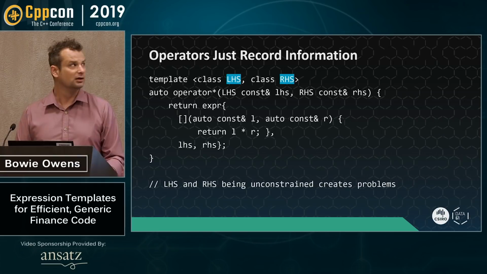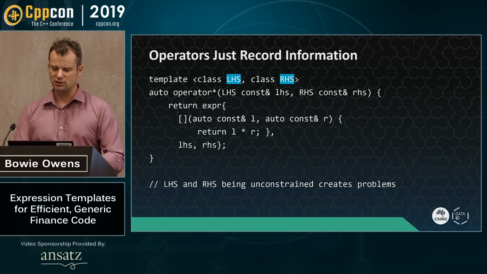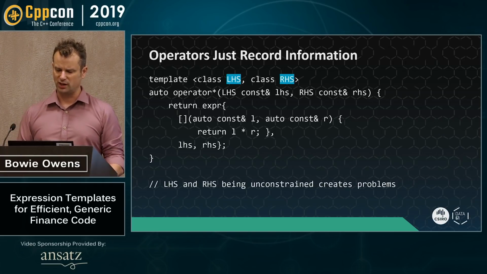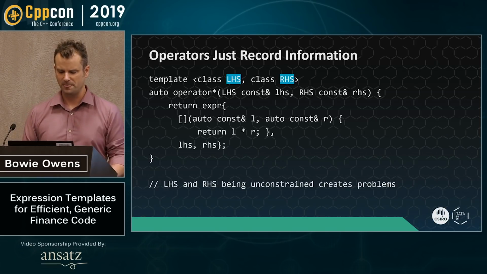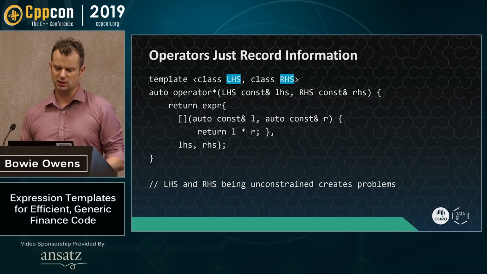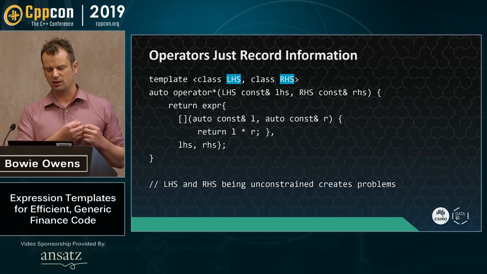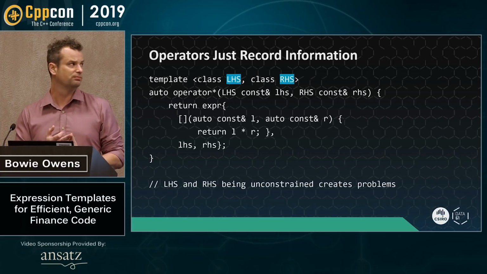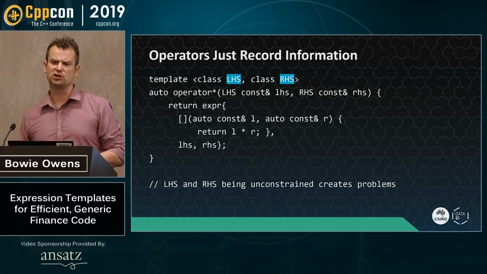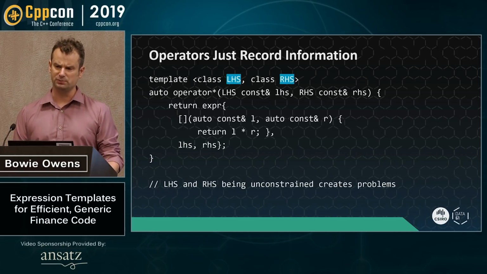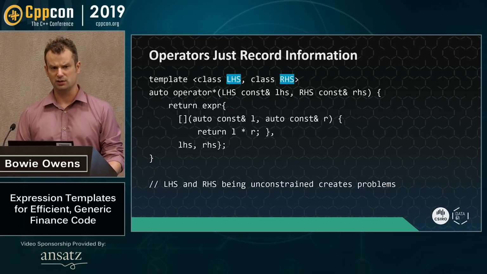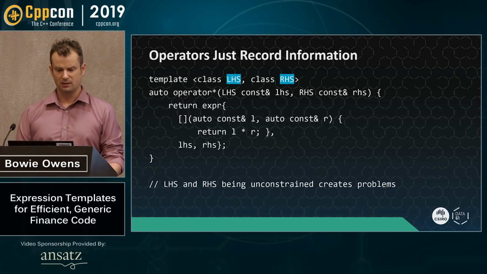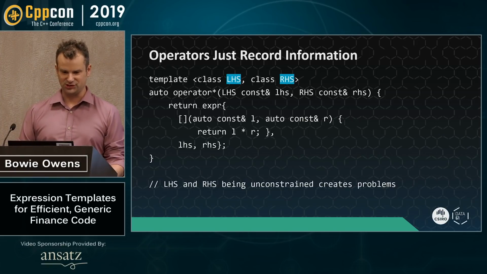Okay. Now, in the above code, the type parameters left-hand side and right-hand side are unconstrained. This allows us to call the operator with any 2 types. This is good in that it allows the one operator, as I mentioned, to handle scalar by matrix, matrix by scalar, and matrix by matrix. Unfortunately, it also lets you multiply objects that have no business being multiplied. Okay. So how do we prevent this?